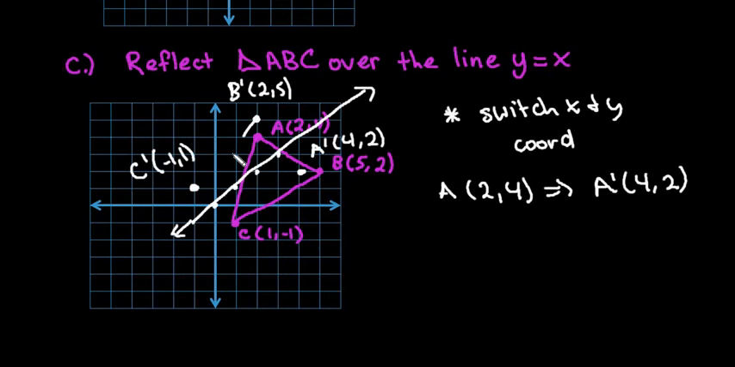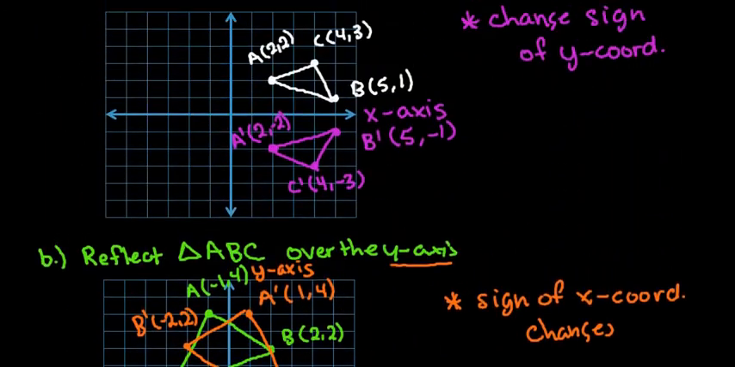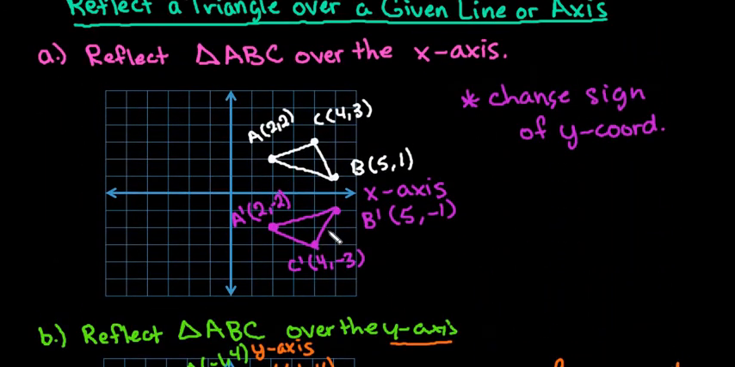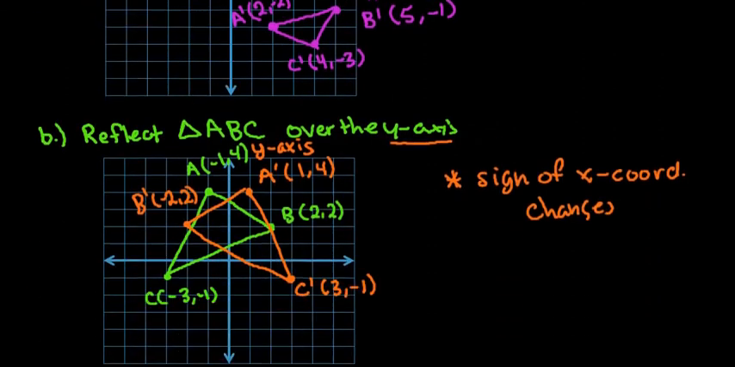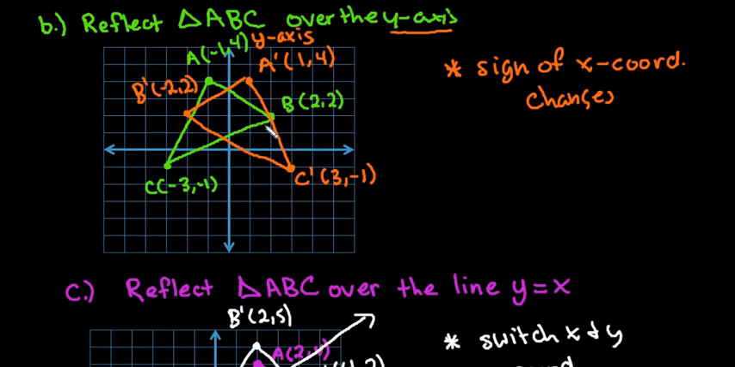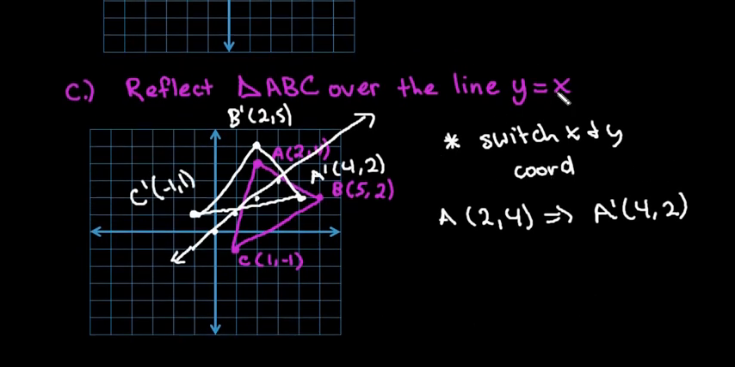And then we would just connect our dots. So we would end up with this triangle A prime, B prime, C prime. And all we did was we reflected, so we flipped it over the line y equals x. So just to recap, remember that when you're going over the x-axis, the sign of your y coordinate changes. When you're going over the y-axis, the sign of your x-coordinate changes, and anytime that you are reflecting over the line y equals x, you're switching both your x and your y coordinates.